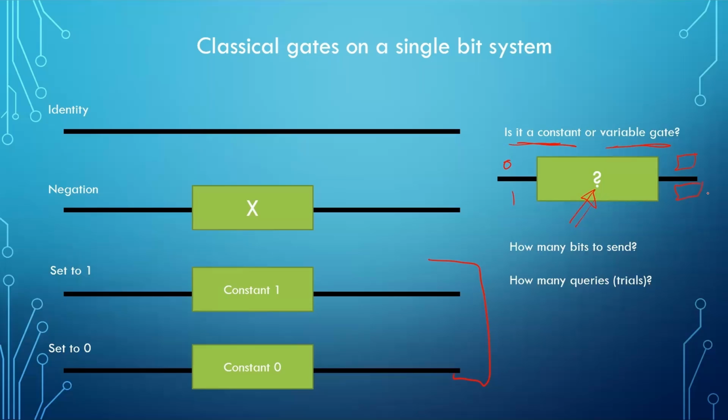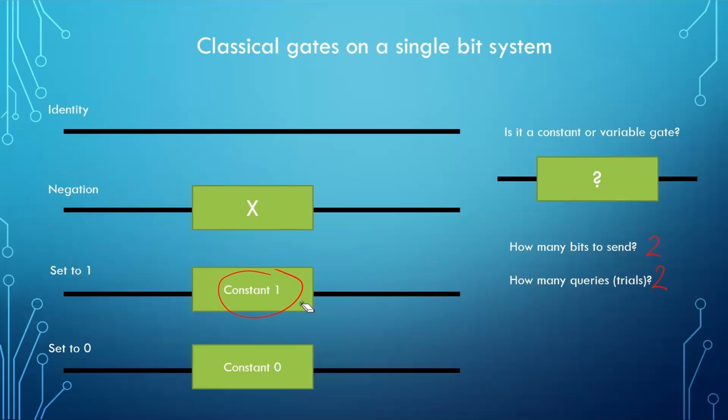One bit will not be enough because, say, for example, we send 0 and we get 1. We don't know whether this was the negation that changed it to 1 or whether this was the constant 1. So no matter which one we have here, we will need to send 2 bits, and we will need to do 2 queries, which means 2 trials. So that's for the classical computer.